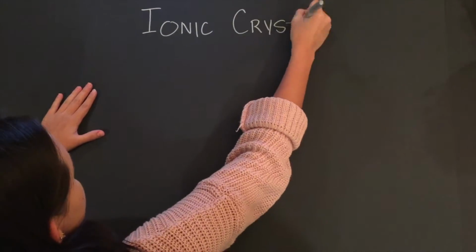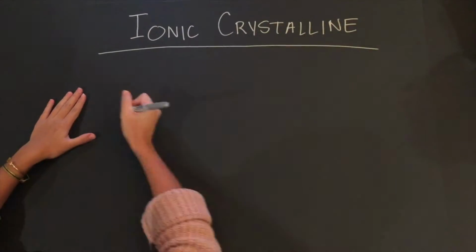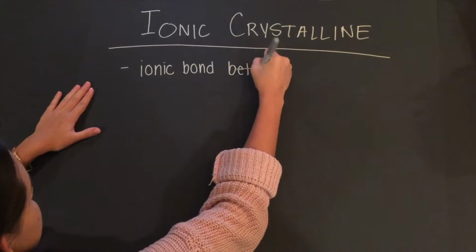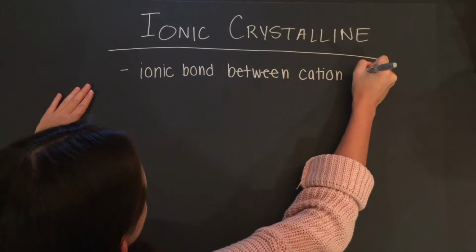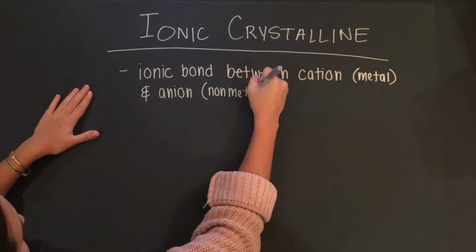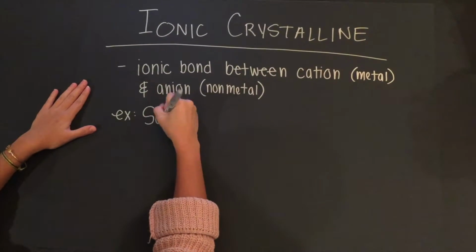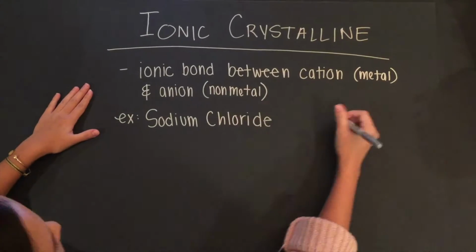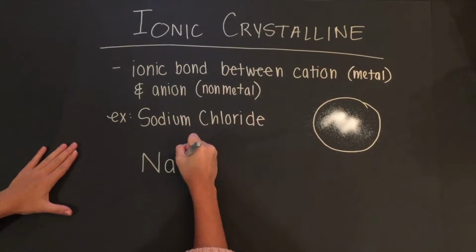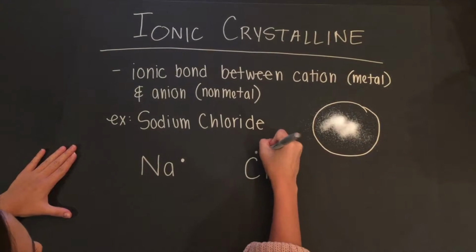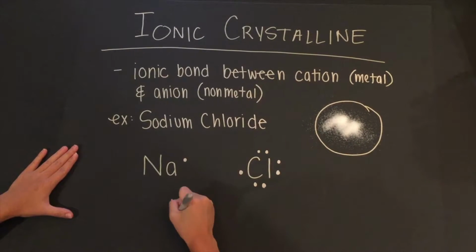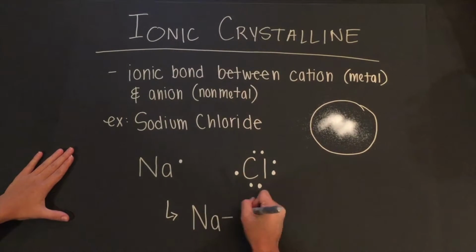The first type of crystalline solid that we're going to talk about is the ionic crystalline solid. Ionic crystalline solids are held together by ionic bonds. Ionic bonds are chemical bonds that occur when valence electrons are shared between a metal cation and a non-metal anion. An example of an ionic crystalline solid is sodium chloride, or table salt. Sodium metal has 1 valence electron, while chlorine has 7 valence electrons. The two atoms bond and share their electrons, ultimately forming an ionic compound.